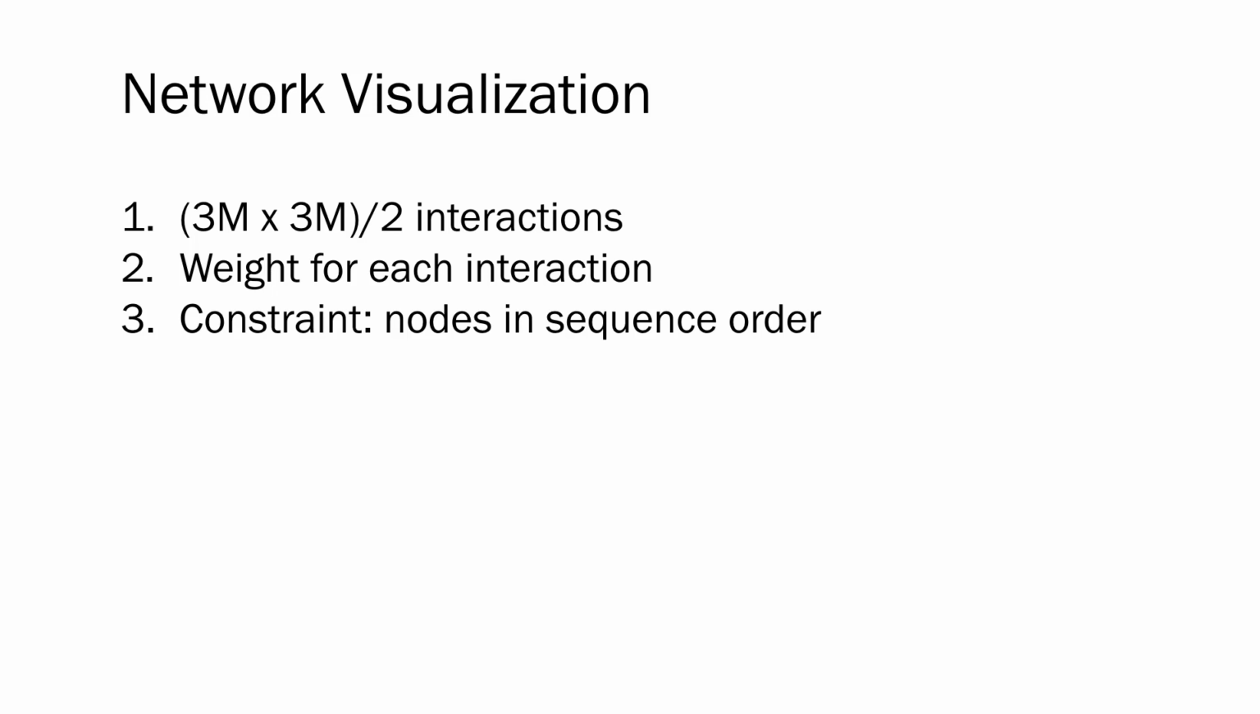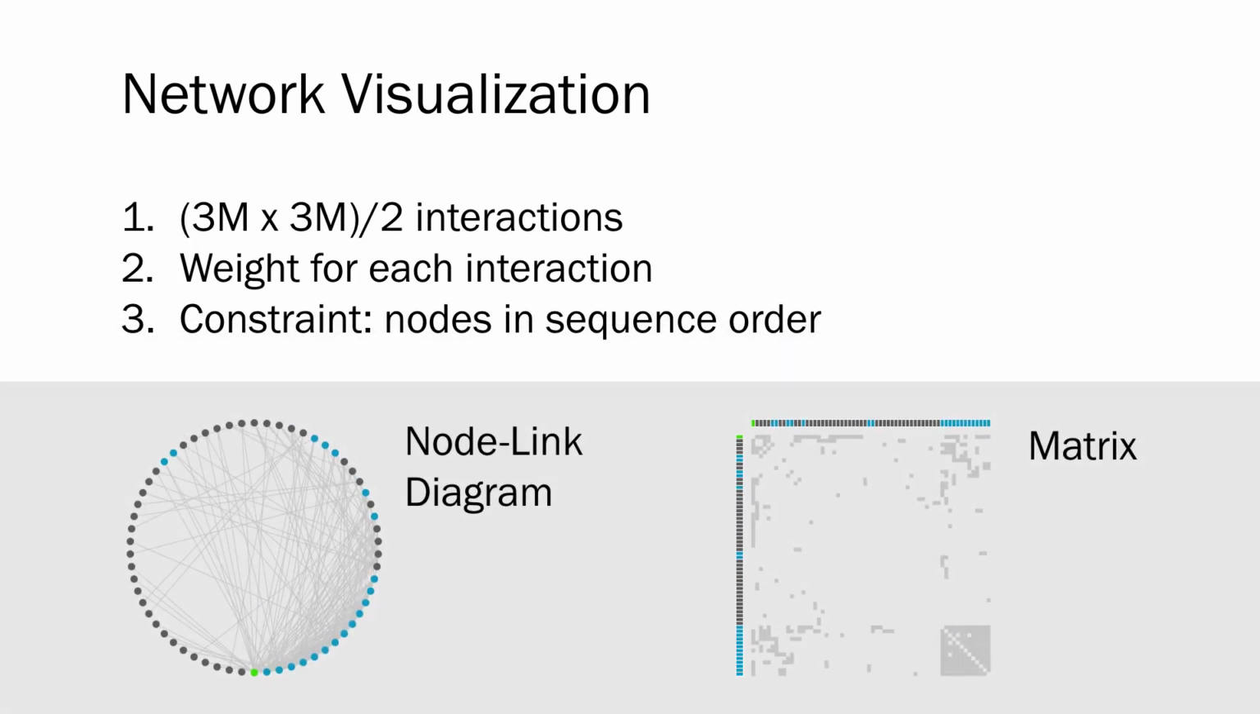But when we lay out this network, one constraint is that the nodes have to be in sequence order. That's very important. If you lay out these nodes, and this would obviously not be a whole genome, the order here has to be the genome sequence.